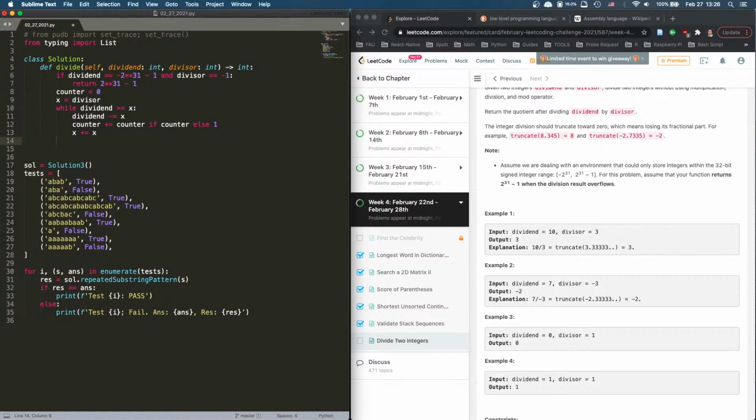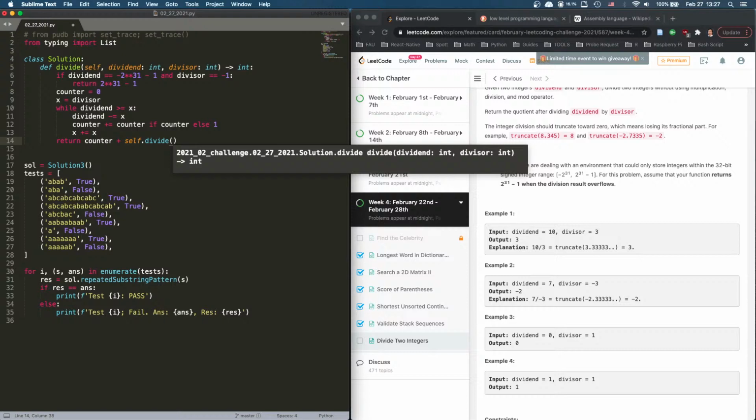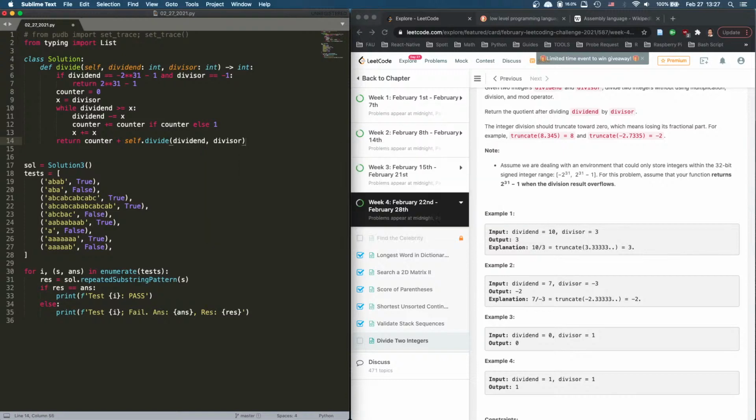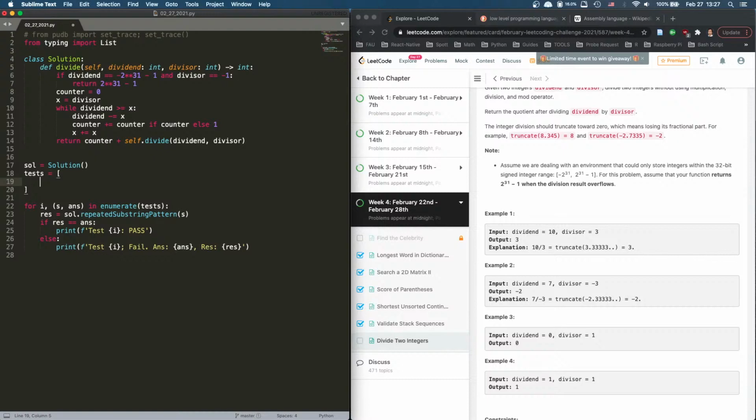But this also depends when dividend is smaller. So when dividend is larger or equal, and now dividend is smaller than x, right? Dividend is smaller than x, then what we need to do is we need to run divide again. So we're going to return counter plus self.divide. So it's going to be current dividend, or dividend, anyway, it doesn't matter. And then call it divisor. I hope this is right. I'm not sure. I have a feeling.